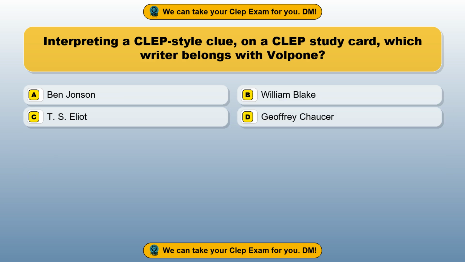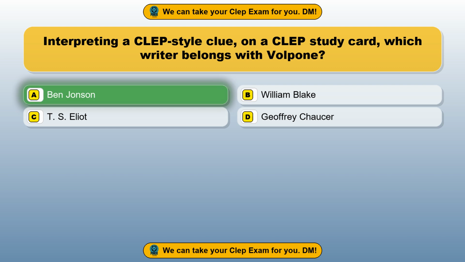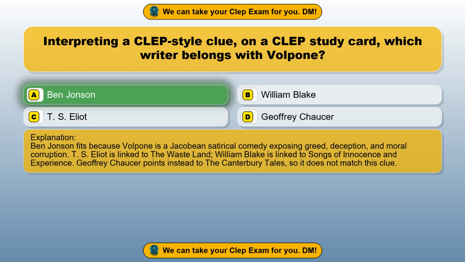Question 37. Interpreting a CLEP-style clue on a CLEP study card, which writer belongs with Volpone? Option A, Ben Jonson. Option B, William Blake. Option C, T.S. Eliot. Option D, Geoffrey Chaucer. The correct answer is option A, Ben Jonson. Ben Jonson fits because Volpone is a Jacobean satirical comedy exposing greed, deception, and moral corruption.